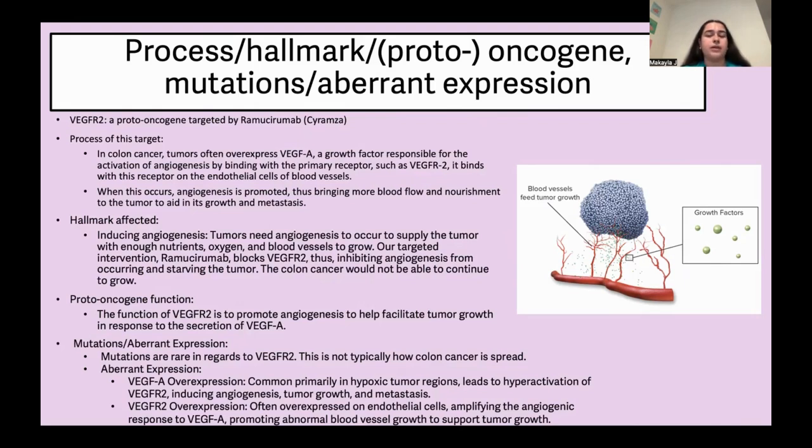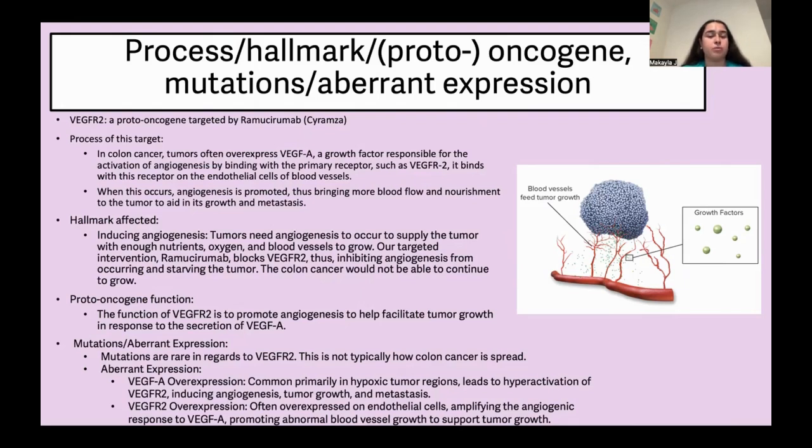The main hallmark here that is affected by Ramucirumab targeting VEGFR2 is inducing angiogenesis. This is because tumors need angiogenesis to occur to supply the tumor with enough nutrition, oxygen, and blood vessels to grow, but Ramucirumab blocks the VEGFR2, thus inhibiting angiogenesis from occurring and starving the tumor of its nourishment. Therefore, the colon cancer would not be able to grow.